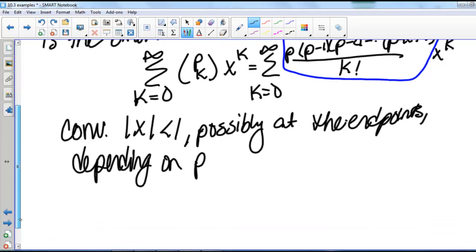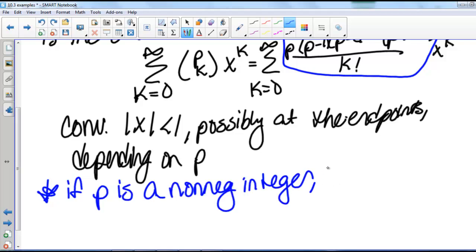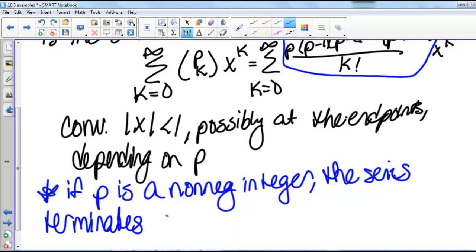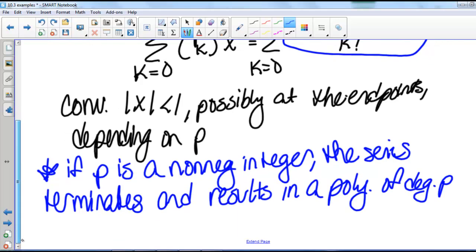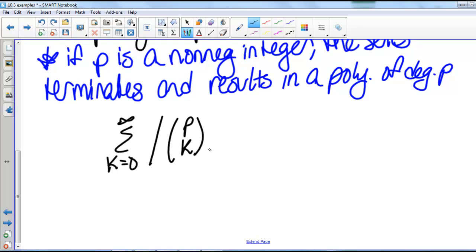We should note that if p is a non-negative integer, then the series terminates and it results in a polynomial of degree p. So to show our convergence, we're going to use the ratio test on this series, k equals 0 to infinity of the absolute value of p choose k times x to the k.